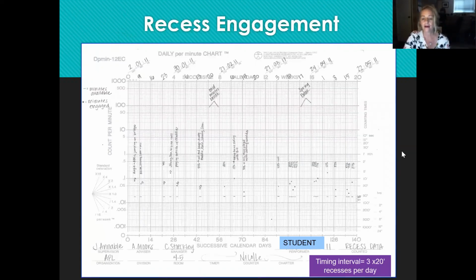We have recess data. So this may be a little bit out of the norm of what you normally see on a daily per minute chart, but each timing interval is a 20-minute recess break. So what you'll notice here is that our particular classroom, our younger grade classrooms, have 3 20-minute recess blocks. So I added those up to be a 1-hour timing interval within the school day. So all 3 blocks are added up into this 1 hour. And it's basically how often was the student engaged at recess.